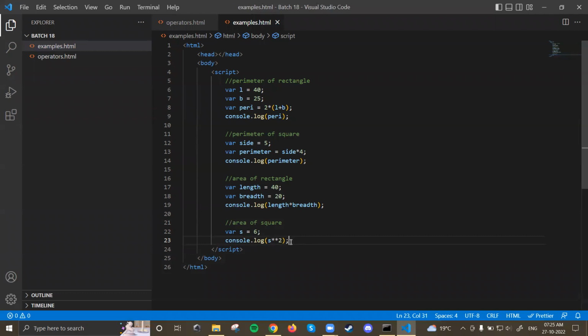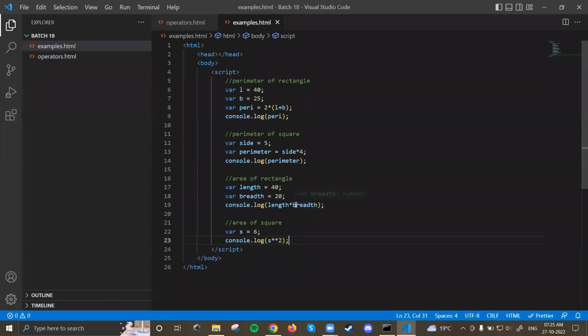Okay, so this way you can find the area of rectangle, area of square, perimeter of square, anything. Area of circle will be pi r square. You can also find the volume of solid objects like volume of cube, volume of cuboid, all those things. Length into breadth into height. Volume of cube will be side cube, isn't it? Side into side into side, which can be written as s star star 3. Okay, I hope all these things are clear.